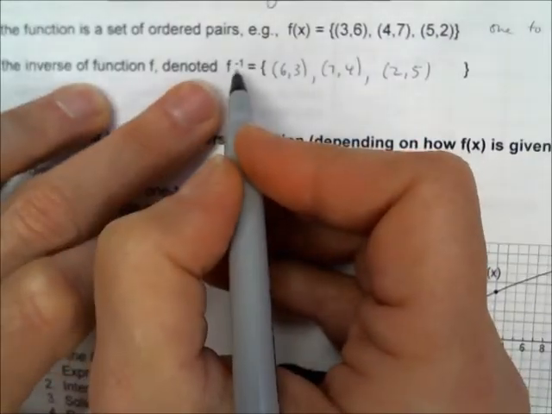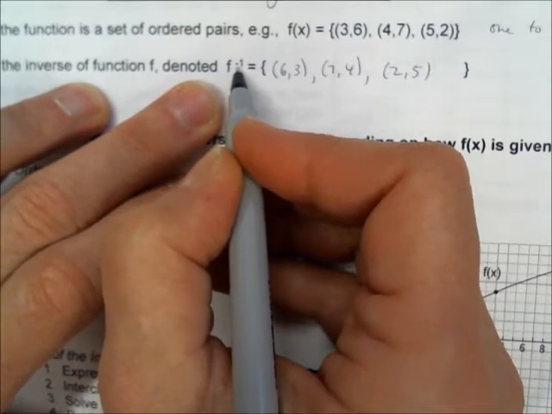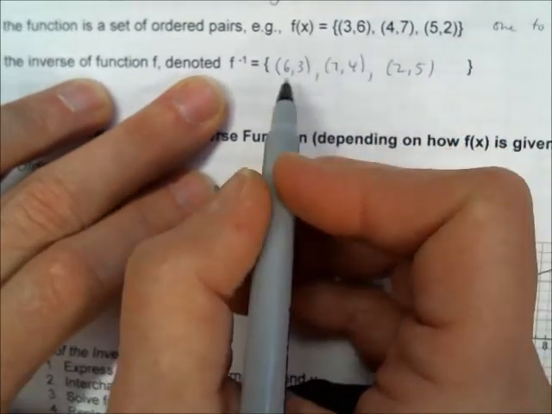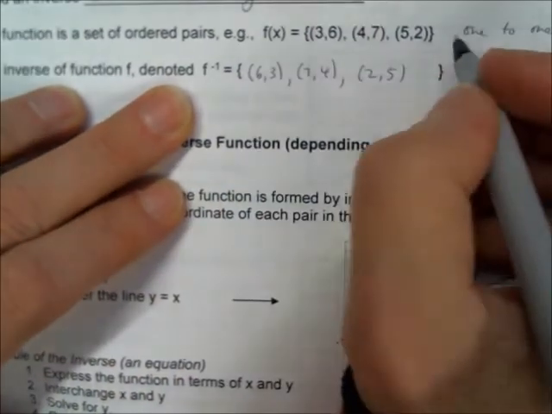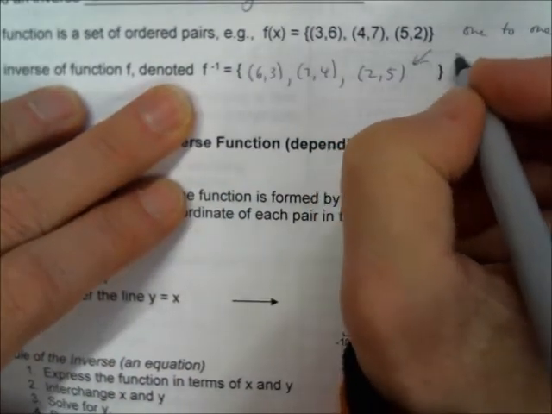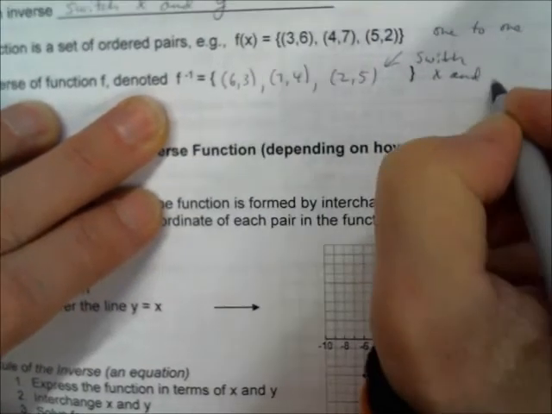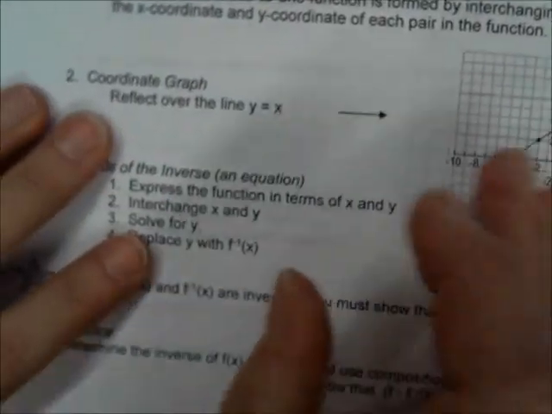And I'll tell you, I've seen so many people over the years, when they're asked to find f inverse, they look at this -1 and they think you have to make some of these numbers negative. But notice nothing is negative here. All you did was switch the x and the y values. It's so easy. Switch x and y. That's all you have to do to find an inverse.